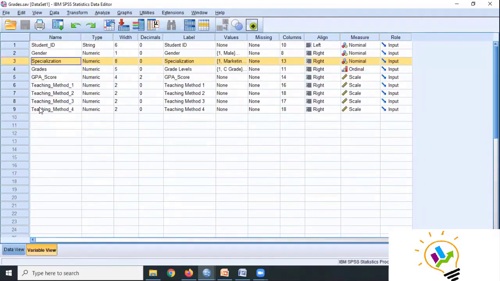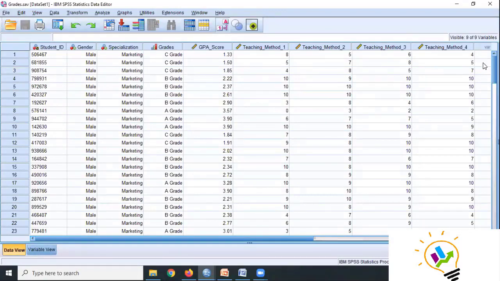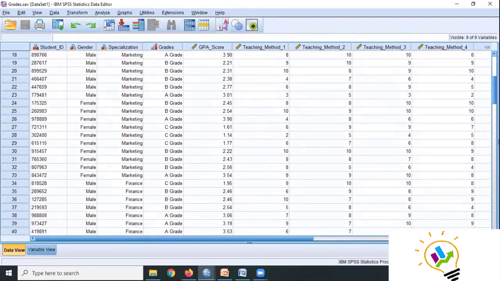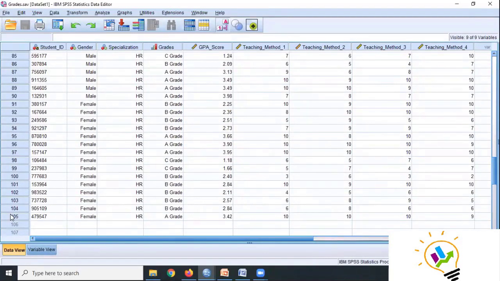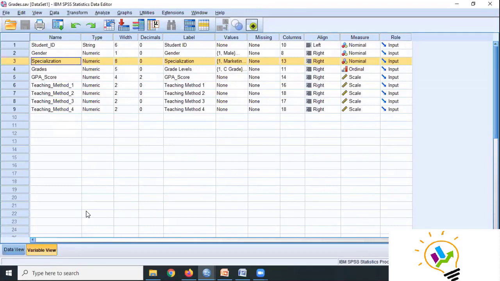So if you have, like, 10 variables, in this case I have 9 variables, like student ID, gender, specialization, grades, score, and the teaching methods, 4 types of methods. This is the data for variable view. And in data view, we have the total entry of the respondents' data. Total 105 respondents' data is collected. Now, I'll start with the main point.